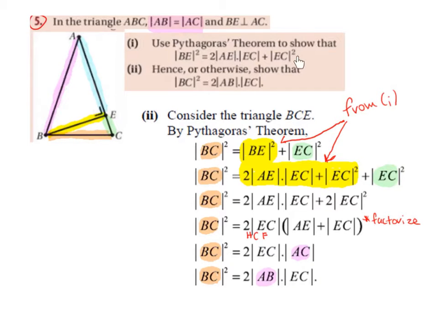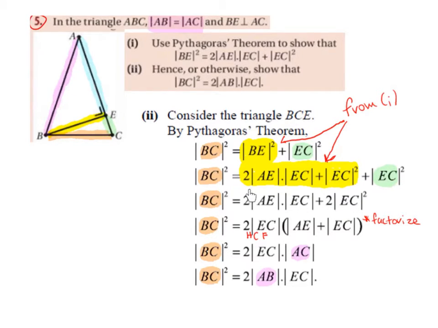Now, in part 1, we showed that BE squared is equal to 2 times AE times EC plus EC squared. So we swap the BE squared for 2 times AE times EC plus EC squared, and we bring down the plus EC squared. So we have BC squared is equal to 2 times AE times EC plus EC squared plus EC squared. EC squared plus EC squared becomes 2 EC squared. So on the right hand side we have two terms: 2 times AE times EC, and 2 EC squared.